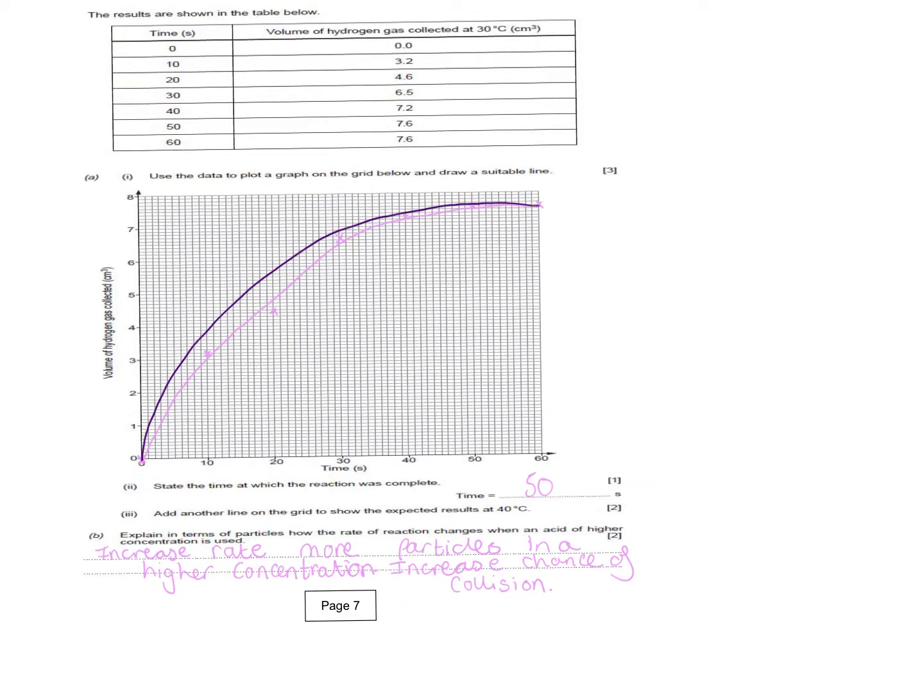In terms of particles, how does the rate of reaction change when a higher concentration is used? Increased rate, because there are more particles in a higher concentration in the same volume, so an increased chance of collisions.